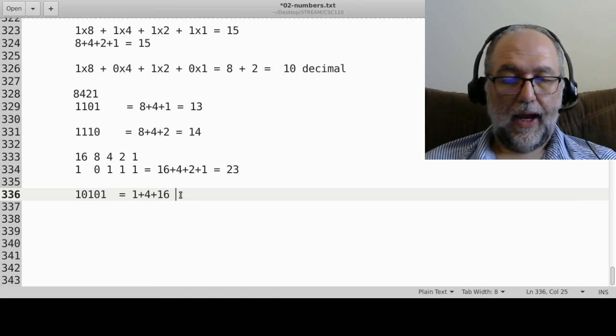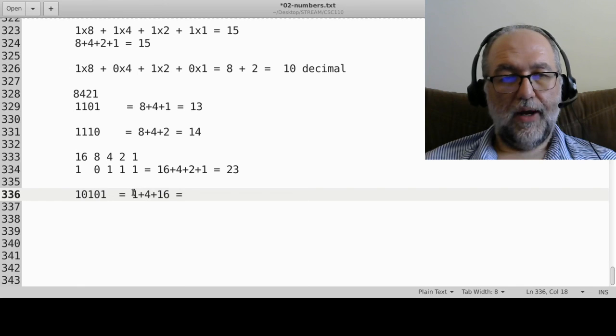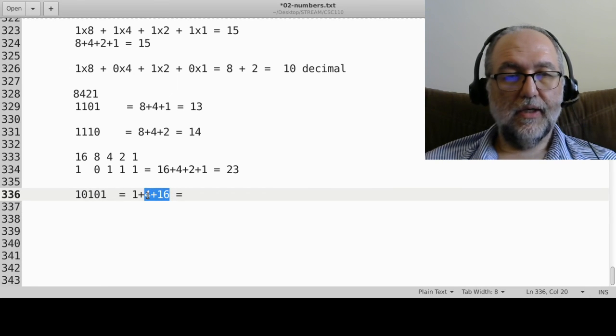Just like that. And you can see now this is pretty easy. I have a 1 in the 1's column, great. I have no 2's. I have 0 in the 2's column, so don't even write down the 2 there. I have 1 in the 4's column. I have no 8's, and I have a 16. And there it is. So now 16 plus 4 is 20, and that's the number 21.